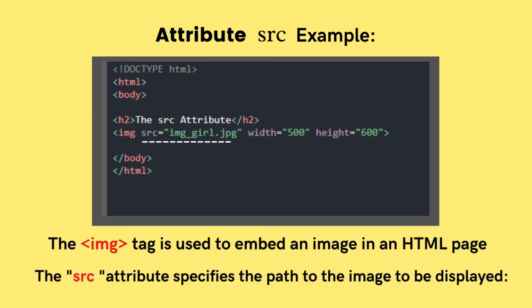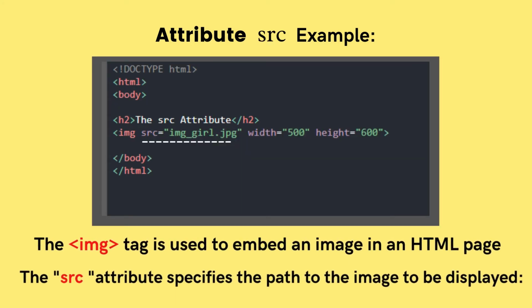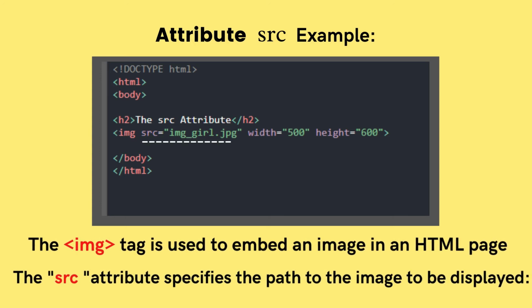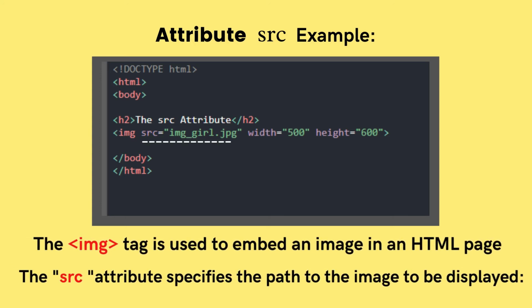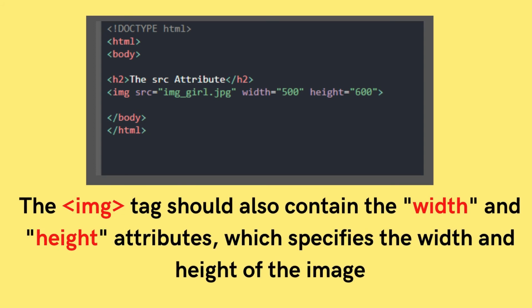Example on the src attribute. The image tag is used to embed an image in an HTML page. The src attribute specifies the path to the image to be displayed. The image tag should also contain the width and height attributes, which specify the width and height of the image. Here, the image tag is an example of multiple attributes.